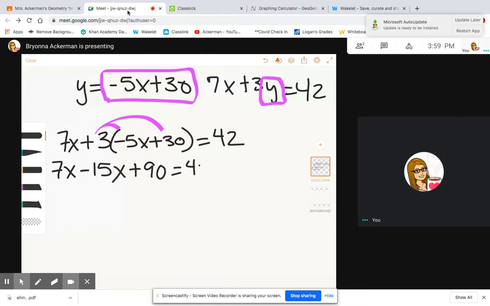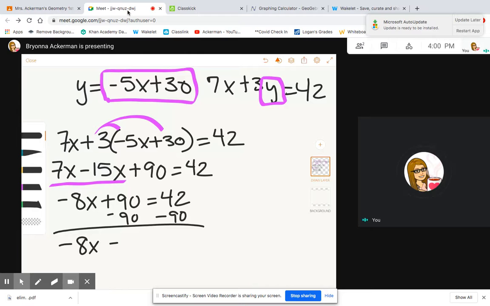equals 42. So now I can combine like terms. Because these are both on the left side, I just combine like terms. Okay, so it's going to be 7x minus 15x. Okay, and so I get a negative 8x plus 90 equals 42. So now I'm going to subtract 90 from both sides. So I get negative 8x equals, we have a 42 minus a 90. 42 minus a 90 is going to be a negative 48.